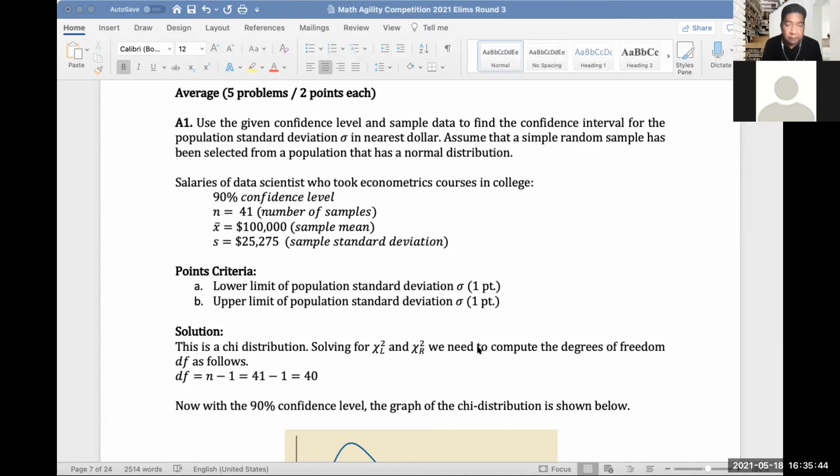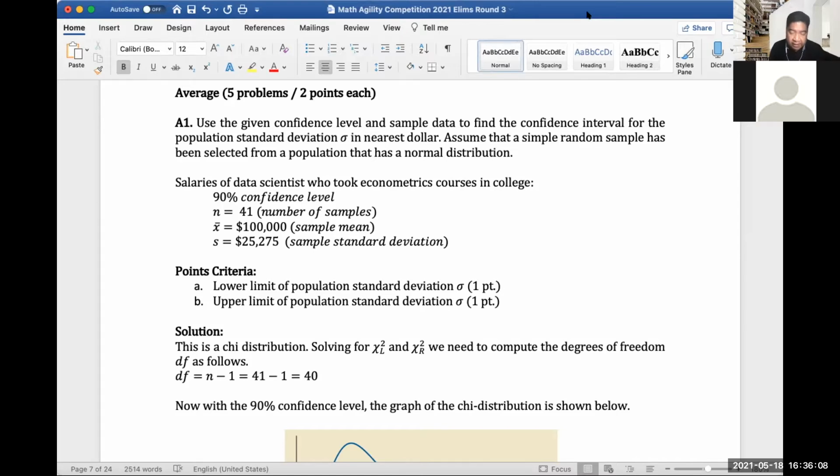The question for A1 is: use the given confidence level and sample data to find the confidence interval for the population standard deviation sigma, in each dollar, to the nearest dollar. Assume that a simple random sample has been selected from a population that has a normal distribution. So these are the given information.